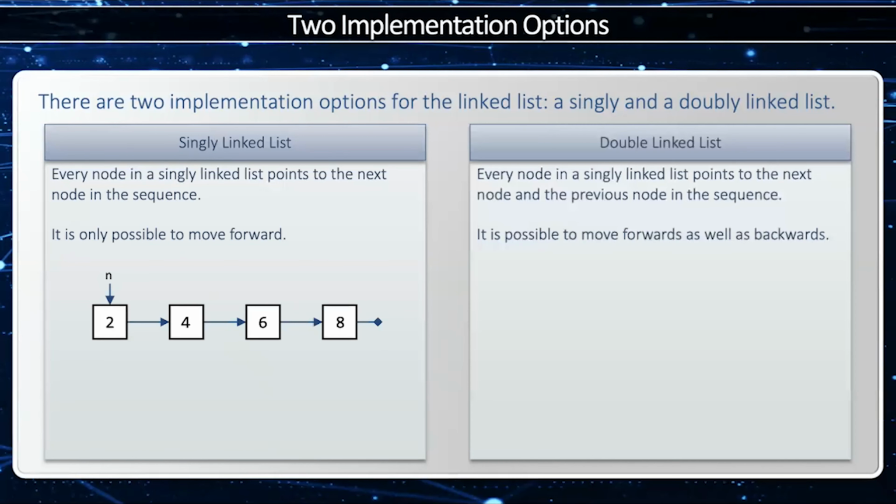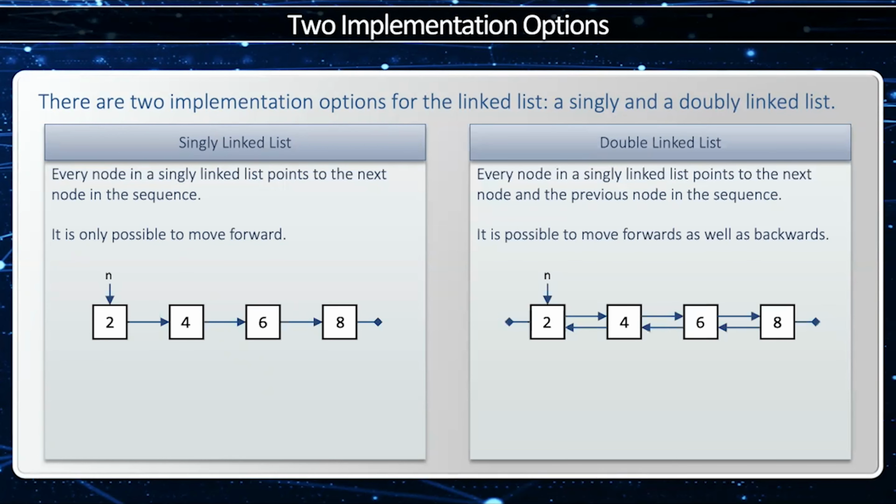Now, in a doubly linked list, every node points to both the next one and the previous one in the sequence, and therefore it's possible to move both forward and backwards. And we represent this with an arrow pointing forward and backward from each node. Notice node number 2 has a next node but not a previous node, indicating it's the head. And notice node number 8 has no next node but a previous node, indicating it's the tail.